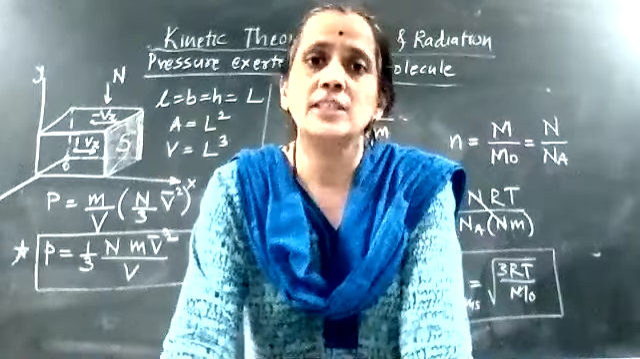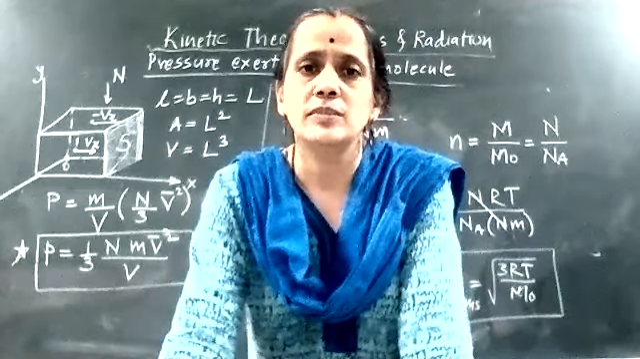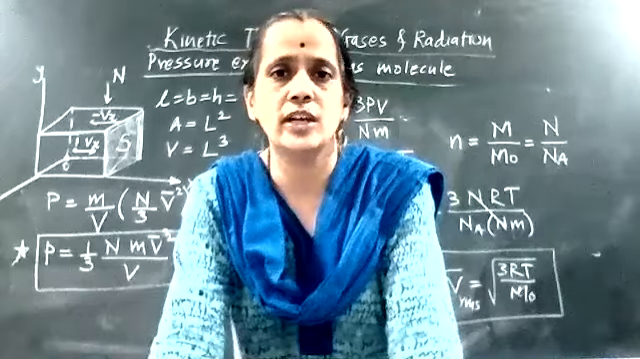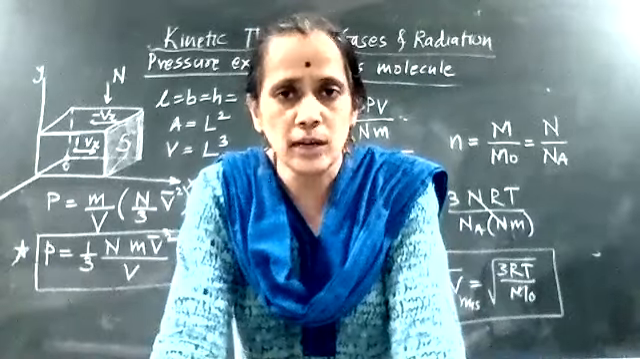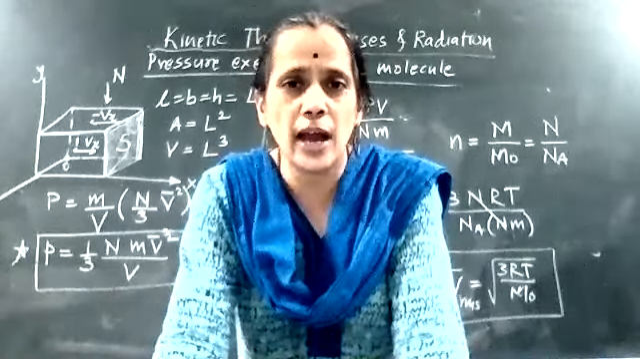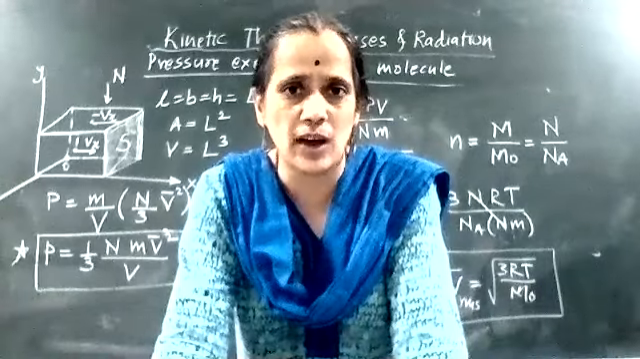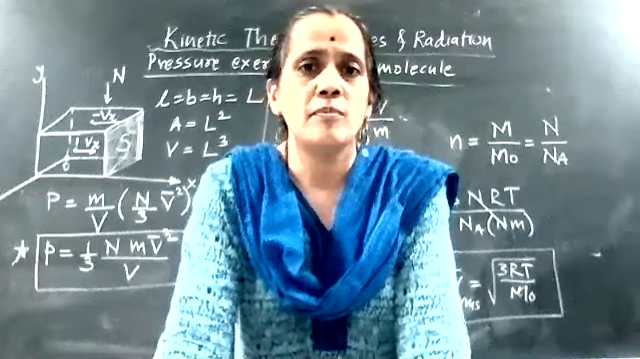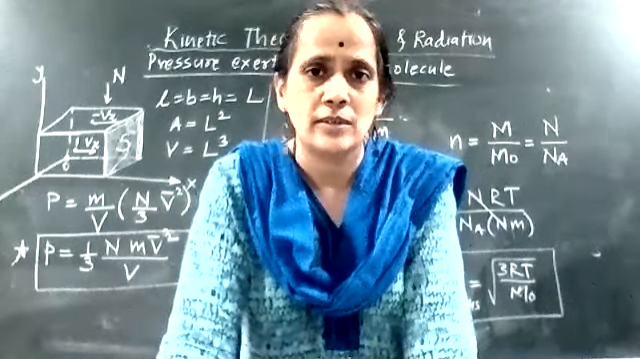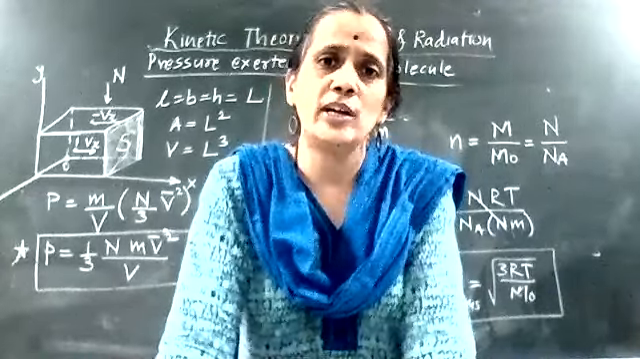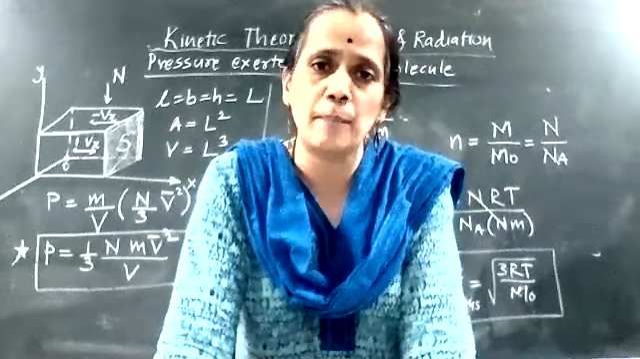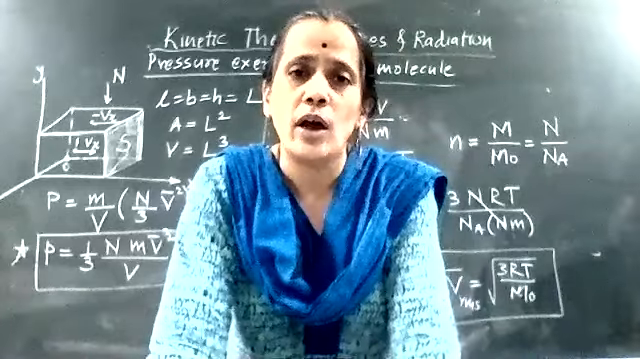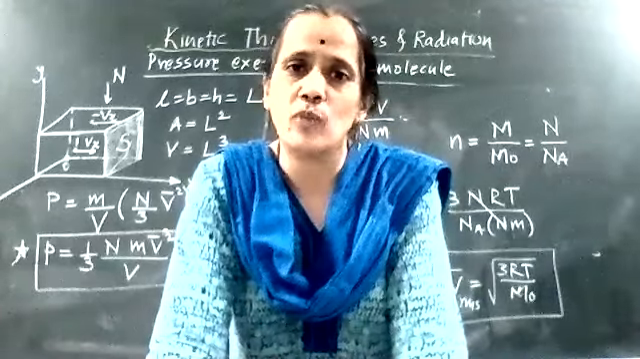Hence, the change in momentum is equal to final momentum minus initial momentum. The final momentum is minus m Vx1, minus the initial momentum m Vx1. So the change in momentum of a gas molecule, delta P, is equal to minus 2 m Vx1.